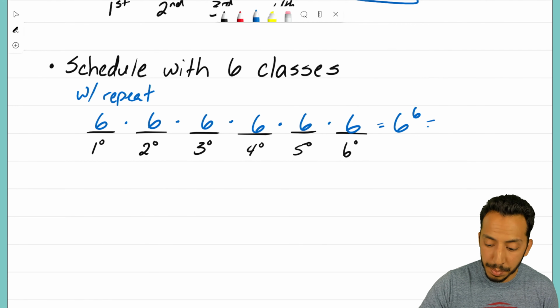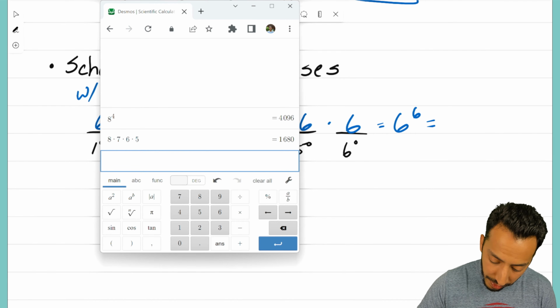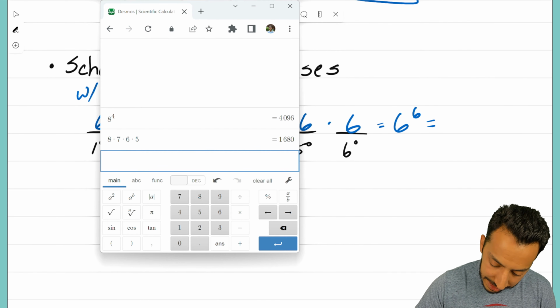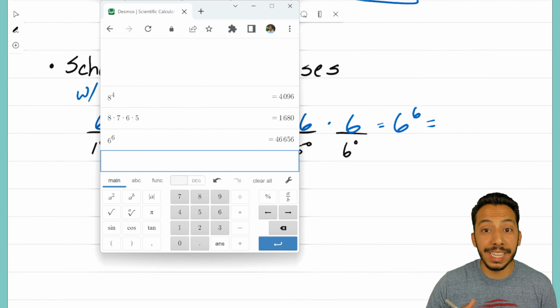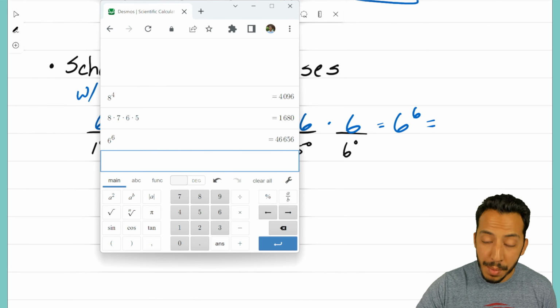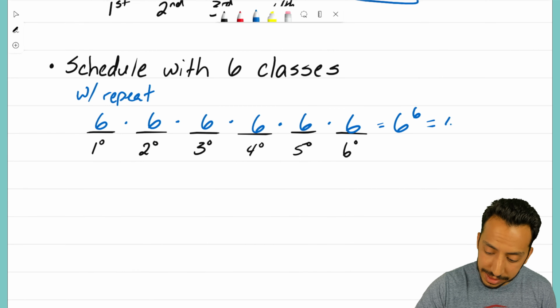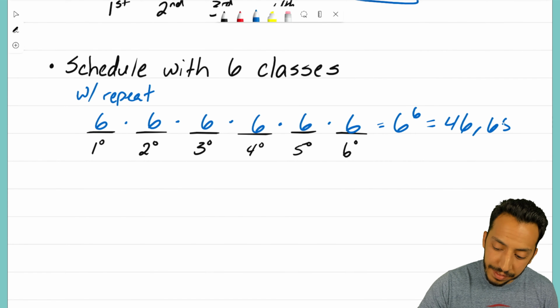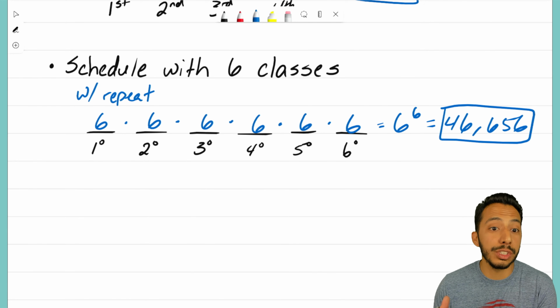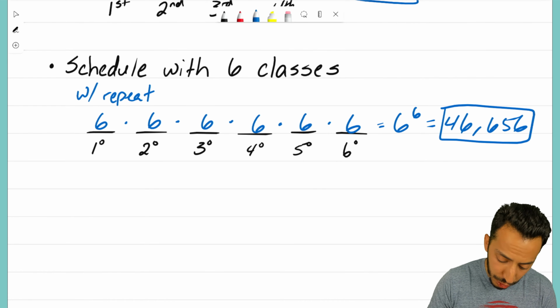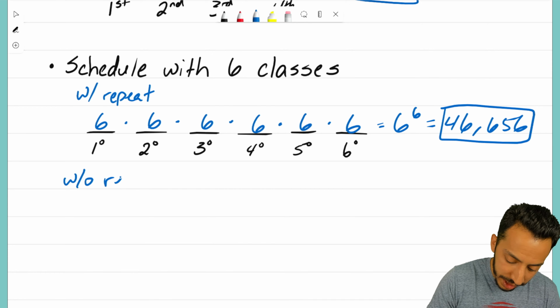because there are 6 classes that we're choosing out of 6 periods. You better get that calculator out and let's type in 6 to the 6th power. And we see that, whoa, if we allow repetition, those school counselors have a lot of work on their hands because there's going to be 46,656 different ways that you could create your school schedule, right? If you allow repetition.